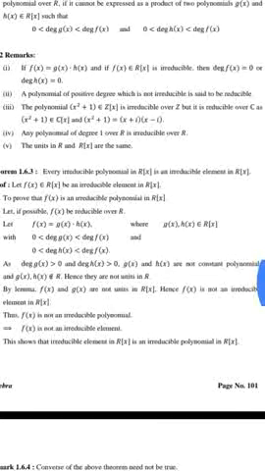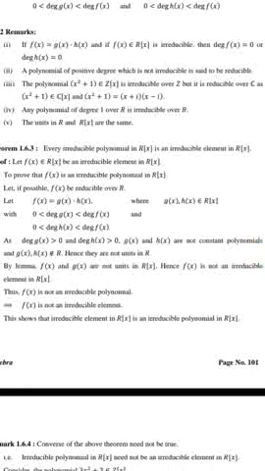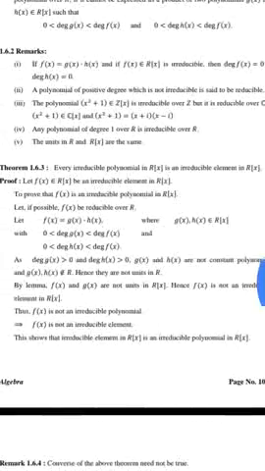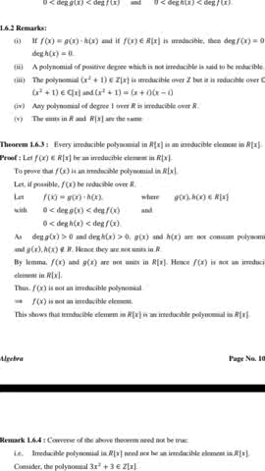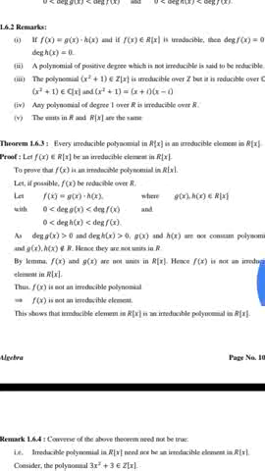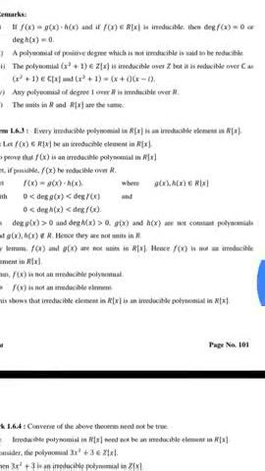Third, the polynomial x² + 1 belonging to Z[x] is irreducible over Z, but it is reducible over C, as x² + 1 belongs to C[x] and x² + 1 = (x + i)(x − i). Any polynomial of degree 1 over R is irreducible over R. The units in R and R[x] are the same. Every irreducible polynomial in R[x] is an irreducible element in R[x].